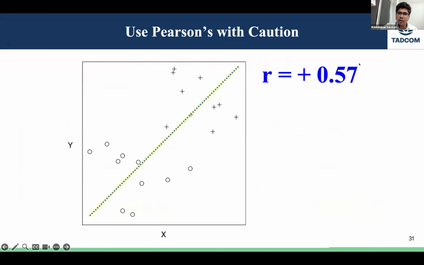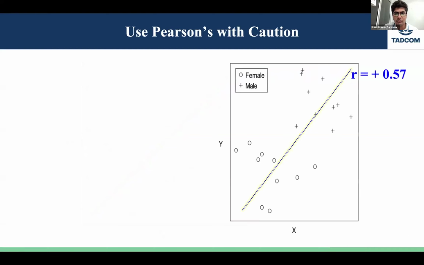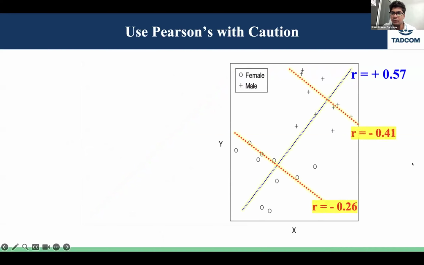So it is moderately positive. If we interpret this image and conclude R is equal to 0.57, moderately positive correlation, then we have made a major mistake, because there is something going on in the background. This is the image that we got right now. If you look at the subgroups, for females there is a negative correlation, and for the males separately, there is also a negative correlation.